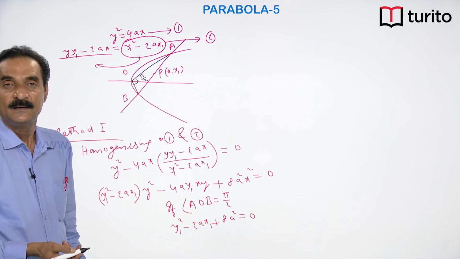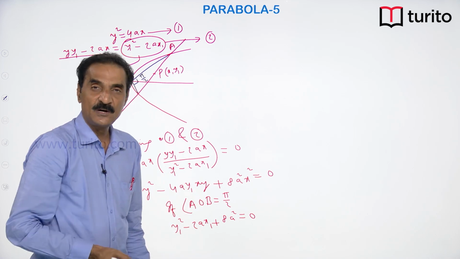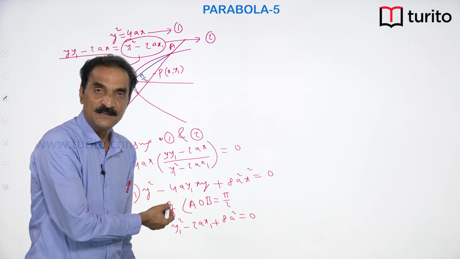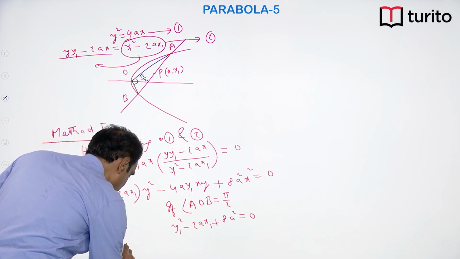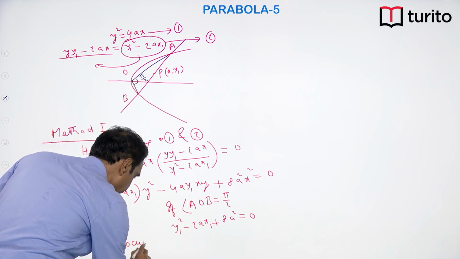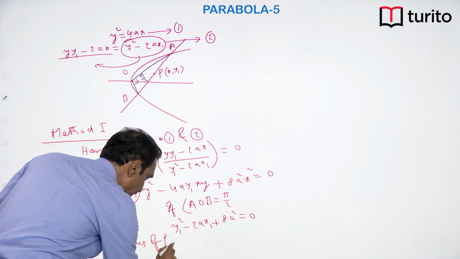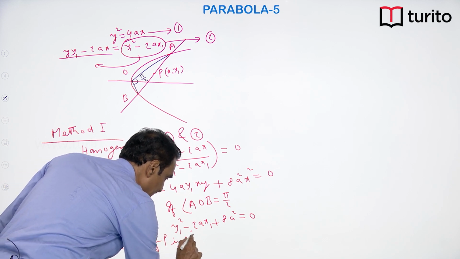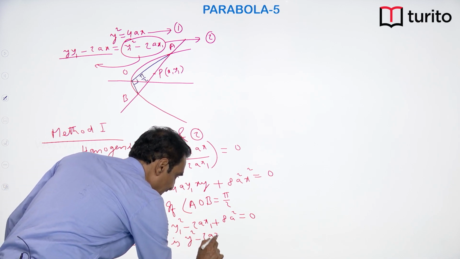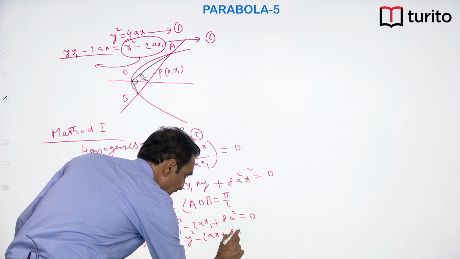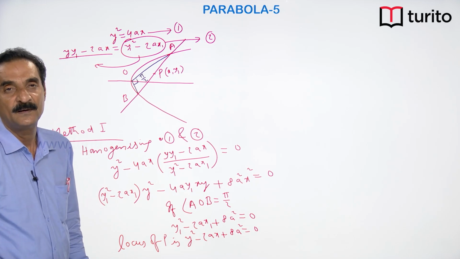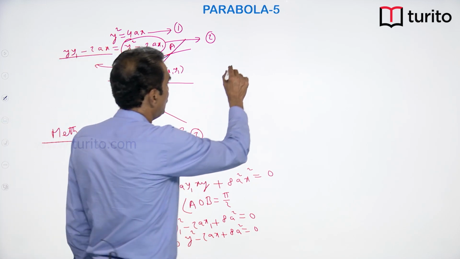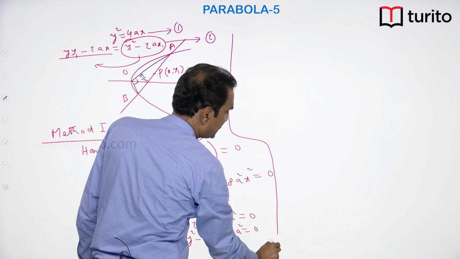Then how to get the locus? Replace x1 by x and y1 by y. So locus of P is y square minus 2ax plus 8a square is equal to 0. This is method 1. Now let us see the method 2.